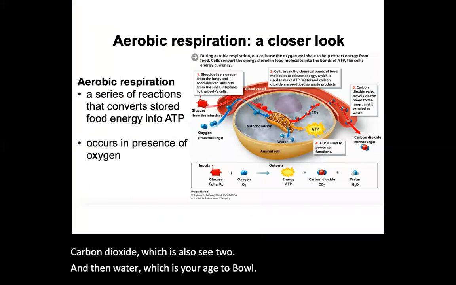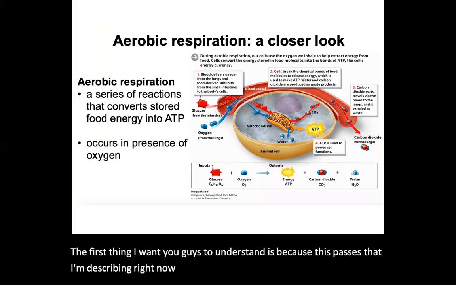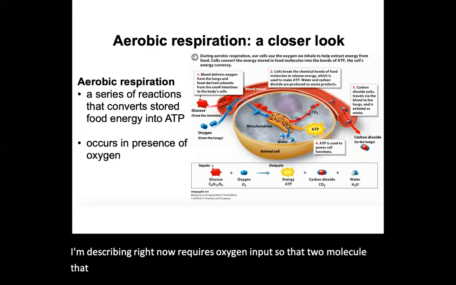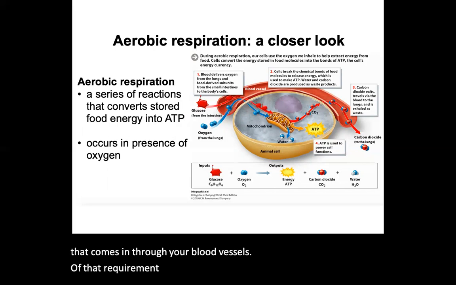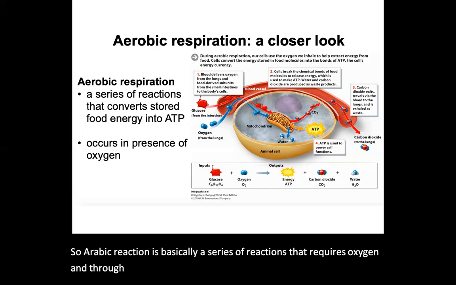So we're talking about producing energy. The first thing I want you to understand is, because this process that I'm describing right now requires oxygen input, so that O2 molecule that comes in through your blood vessels, because of that requirement, this reaction is known as aerobic reaction. So aerobic reaction is basically a series of reactions that requires oxygen, and through that process you produce ATP, which is basically what I've described to you so far.